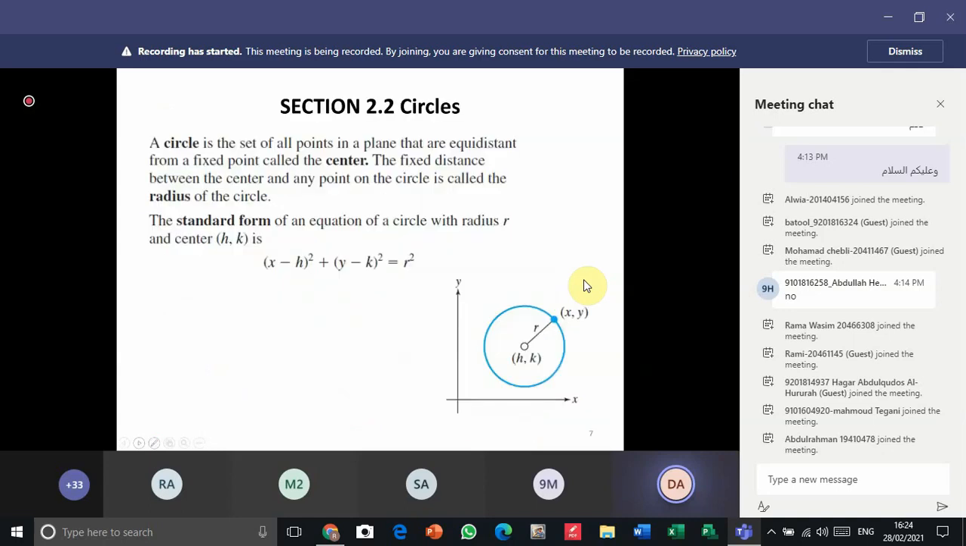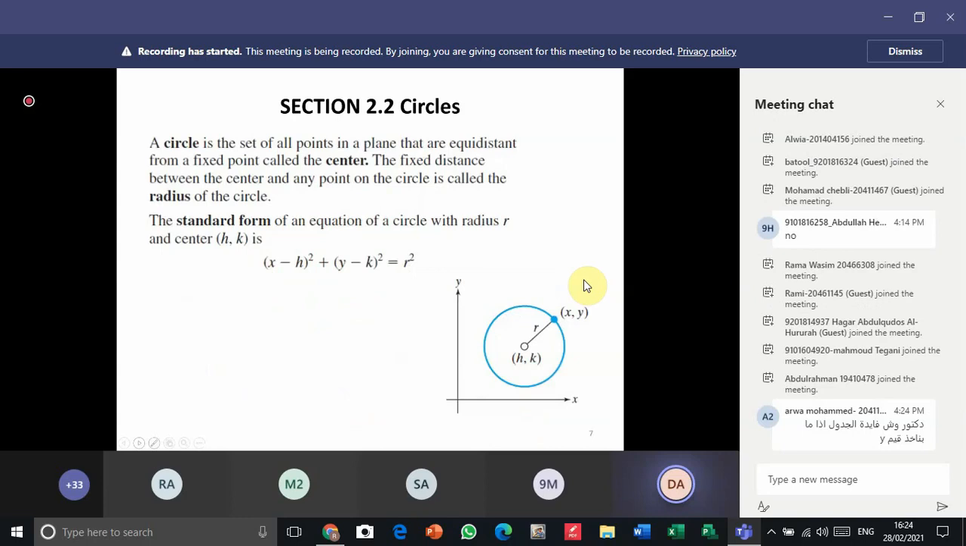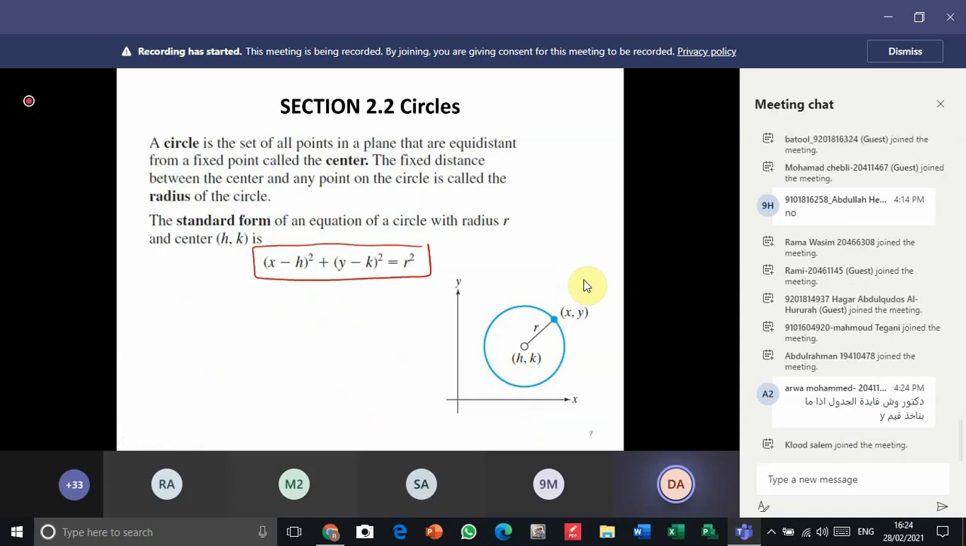Now, a circle. The standard form for any circle, this is the formula for the standard form of the equation of the circle.